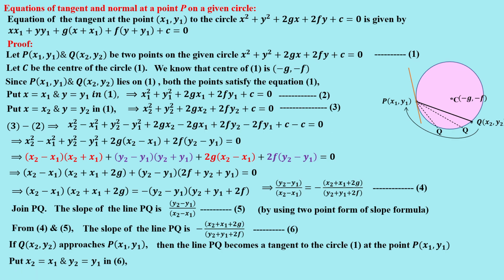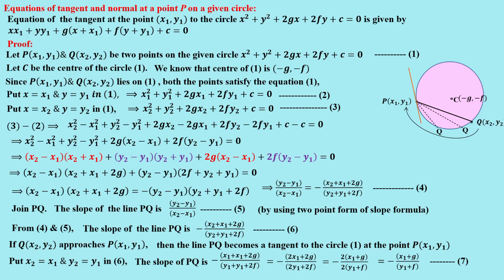Put x2 = x1 and y2 = y1 in 6, because Q equals P at that point when it is approaching. That is what we are putting in 6. So the slope of PQ is -(x1 + x1 + 2g)/(y1 + y1 + 2f) = -2(x1 + g)/2(y1 + f). The 2 and 2 cancel, which is equal to -(x1 + g)/(y1 + f). That is equation number 7.